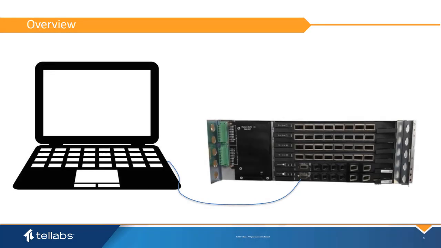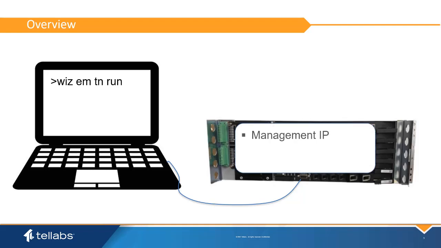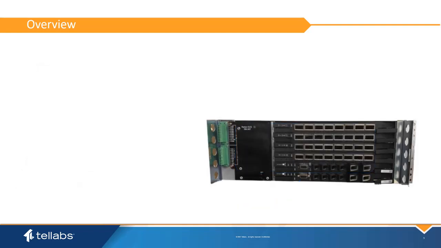OLTs are initially provisioned using a turn-up process. This process provides a management IP, VLAN, and uplink for the OLT. After the turn-up has been executed, the OLT will not be allowed to be provisioned for services until it has been added to the Panorama EMS.